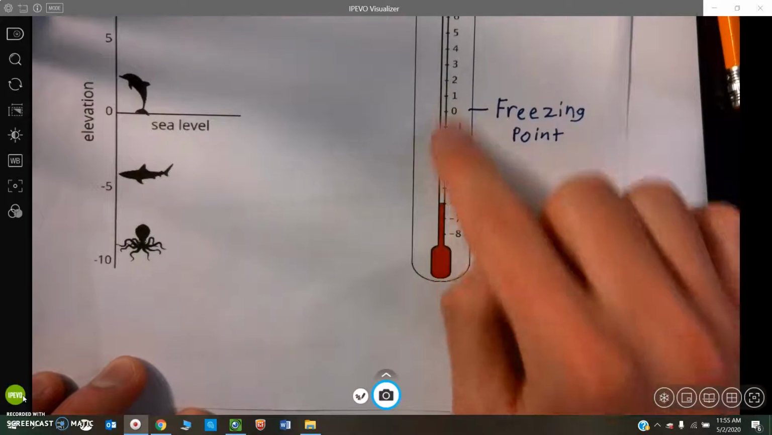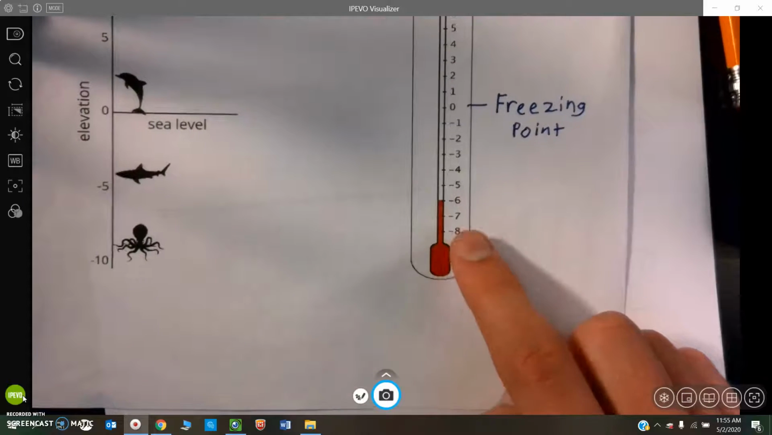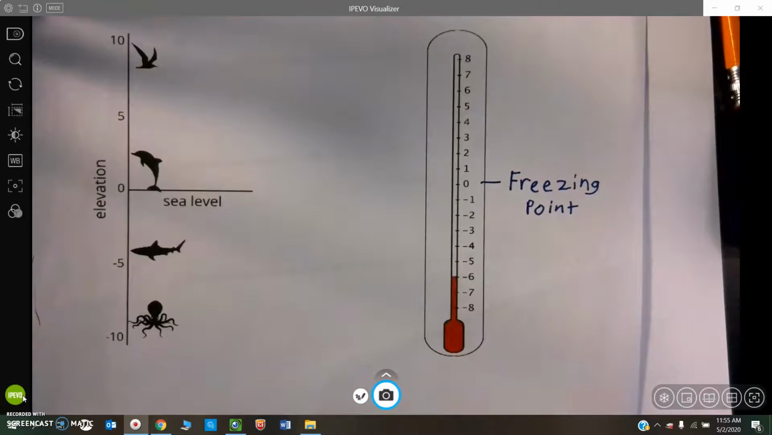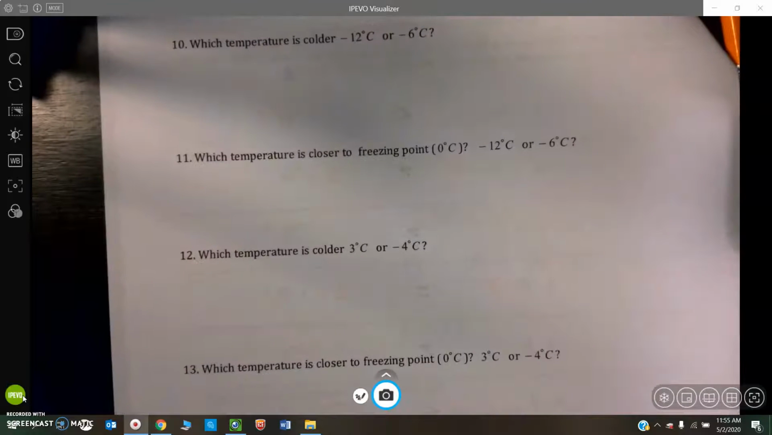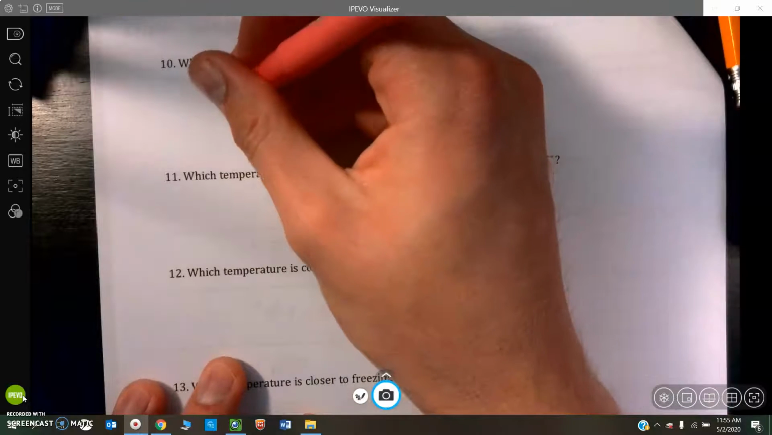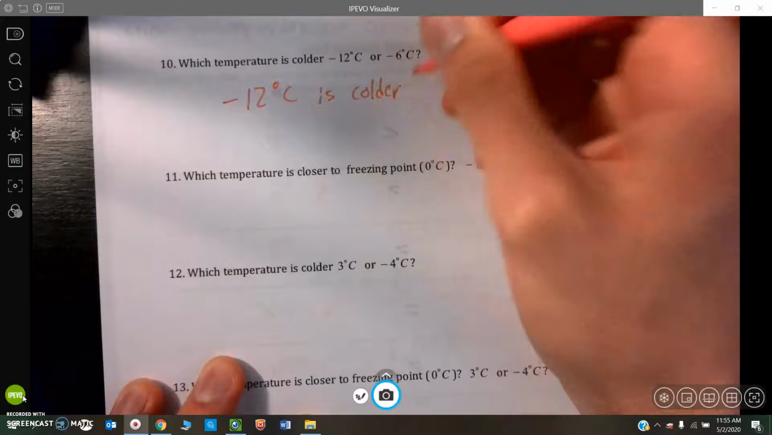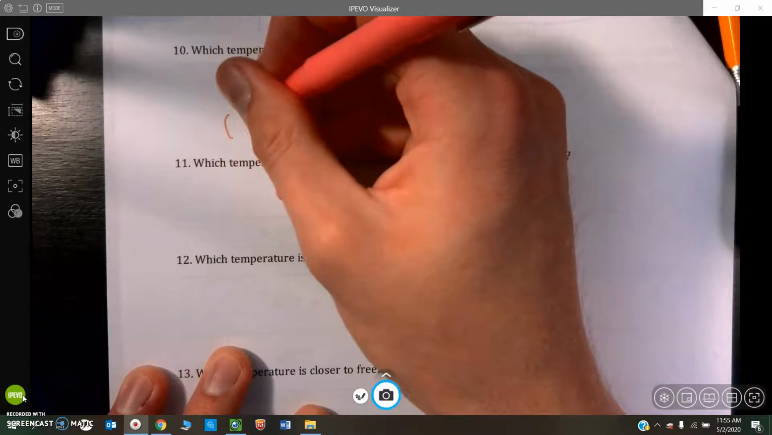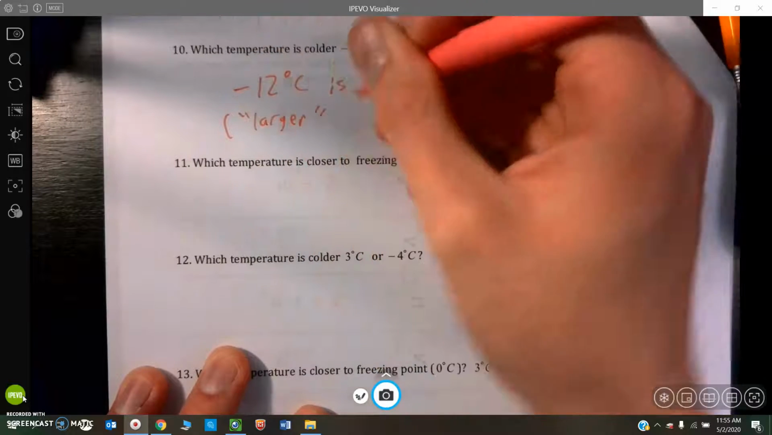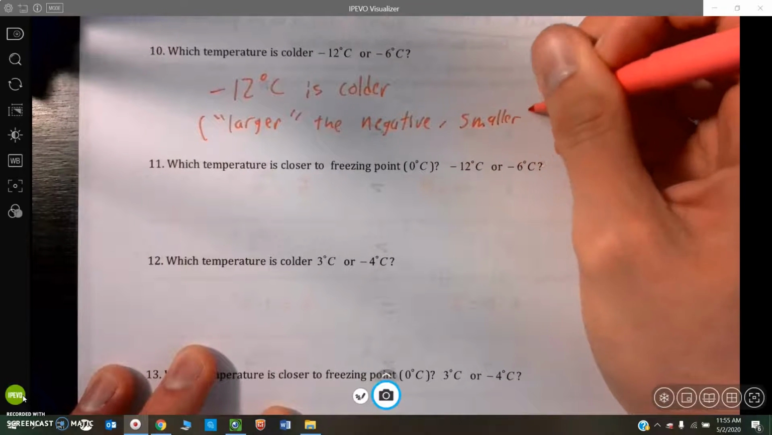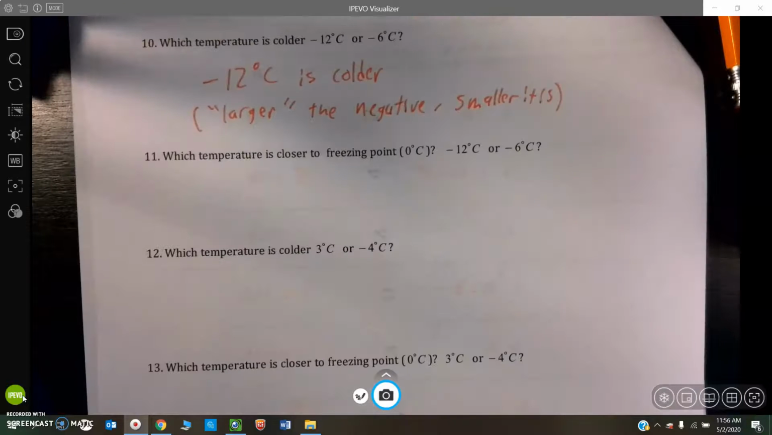It's essentially just a number line turned on its side, right? And as we go down, as the negatives seem to get larger, it's actually getting colder. So -8 is the coldest temperature shown on this thermometer. So which temperature is colder, -12 or -6? -12 degrees Celsius is colder. Once again, that is because the larger the negative, the smaller it is. So as numbers get smaller, it gets colder.